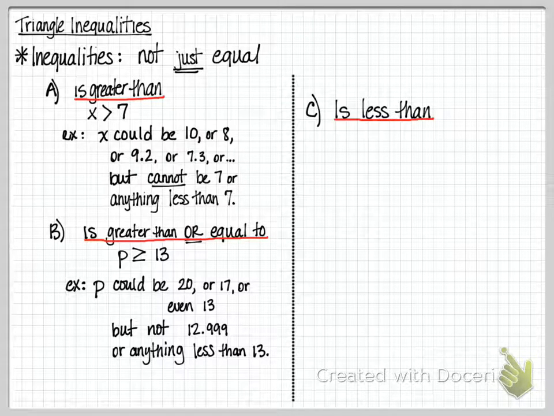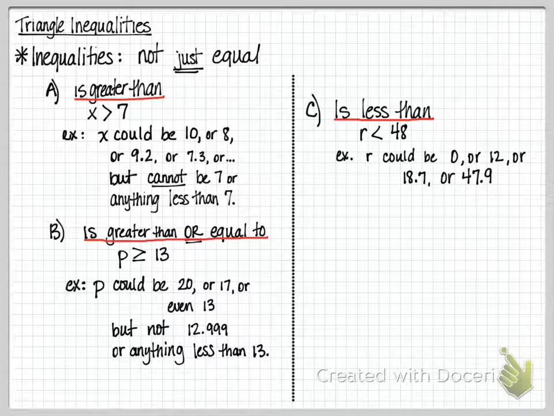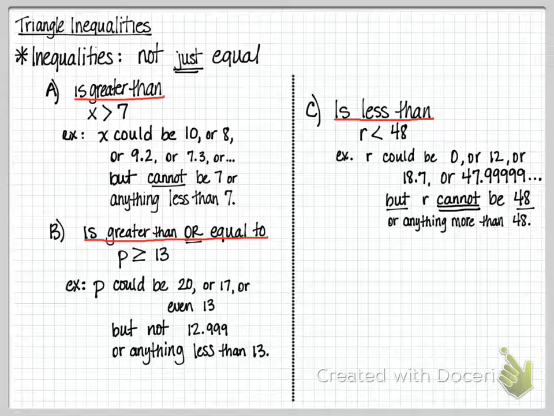Our third case is is less than. And we have the symbol there, r is less than 48, which means r could be 0 or 12 or 8.7 or 47.9 or 47.99 or 47.99999 and keep going on and on. But it can't be 48 or anything more than 48.